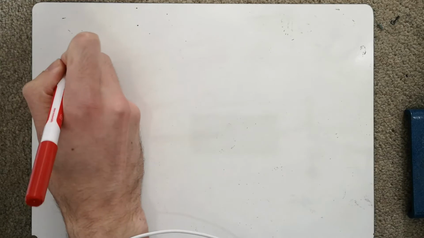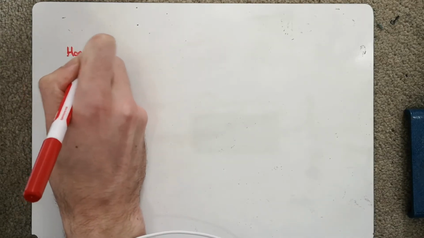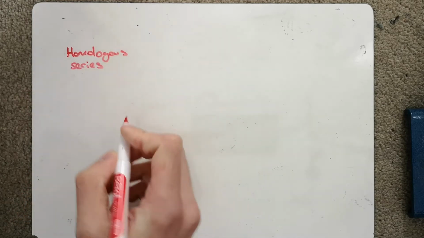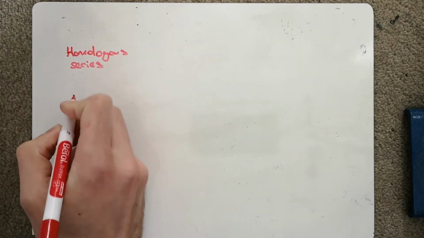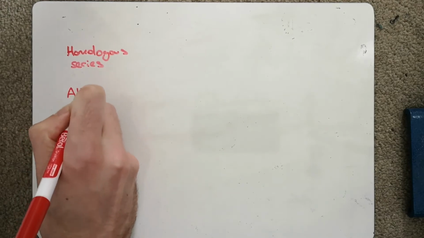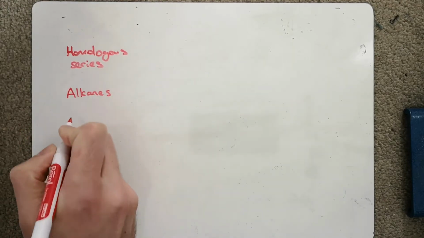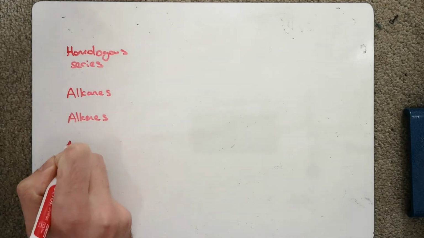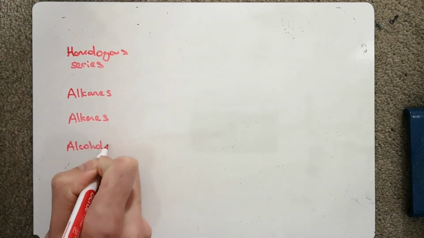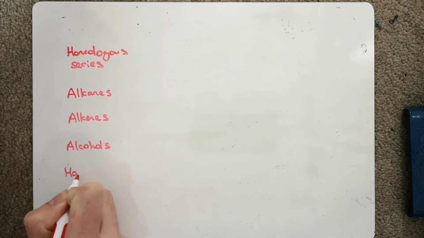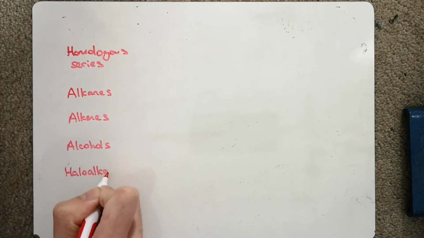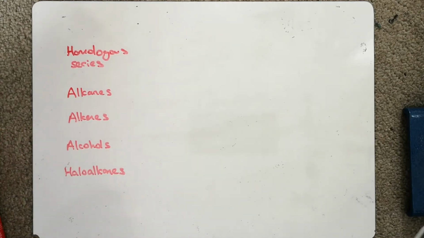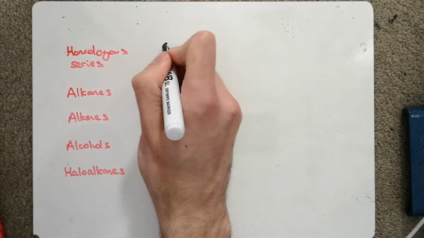So the first table we can look at is going to look at the homologous series. We'll look at 4 different types of compound. These names should be familiar. We're going to have alkanes, alkenes, alcohols, and haloalkanes. Now, each of these has got their own specific general formula.